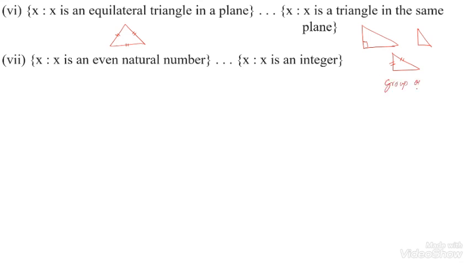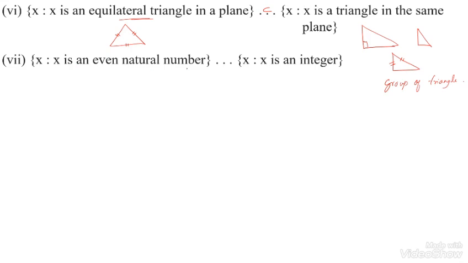It contains a group of triangles. It may be more triangles. From this one group, I have considered only equilateral triangle, means it is a subset. This one is the main set and this is the subset. Okay. Now the next question.